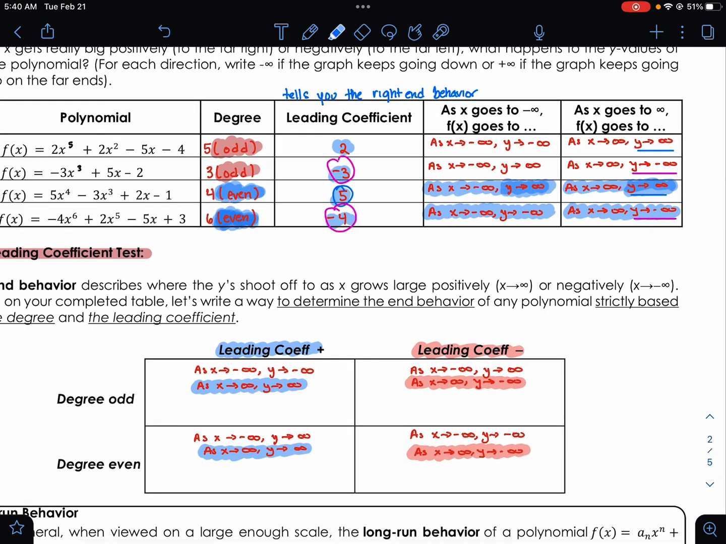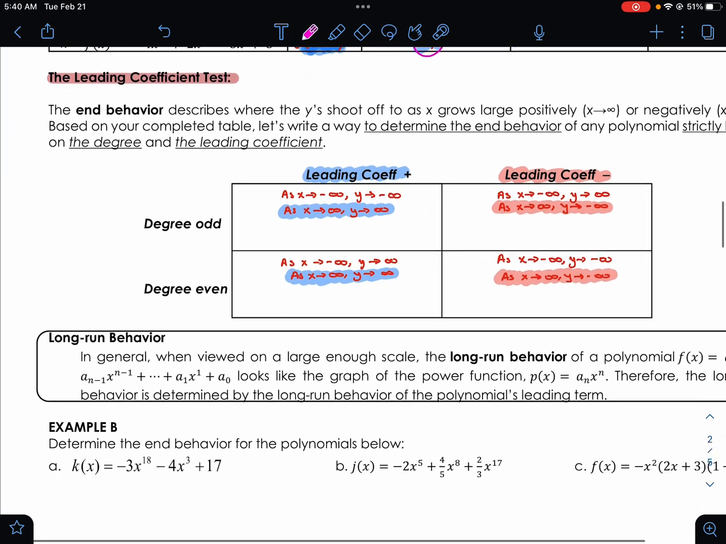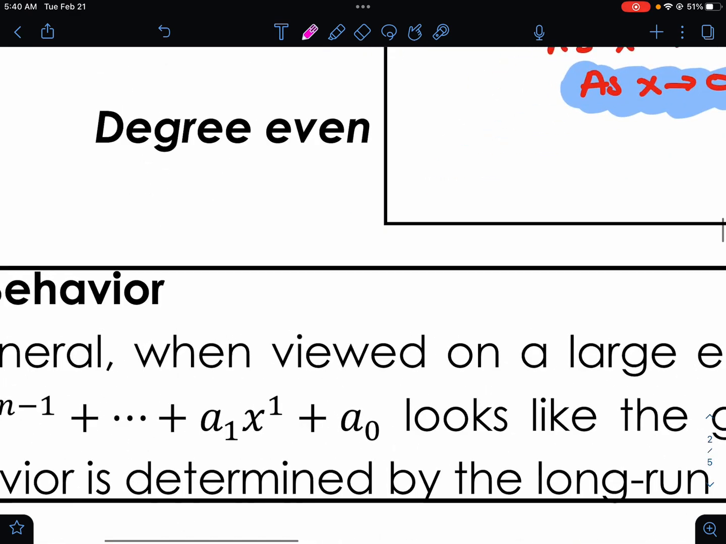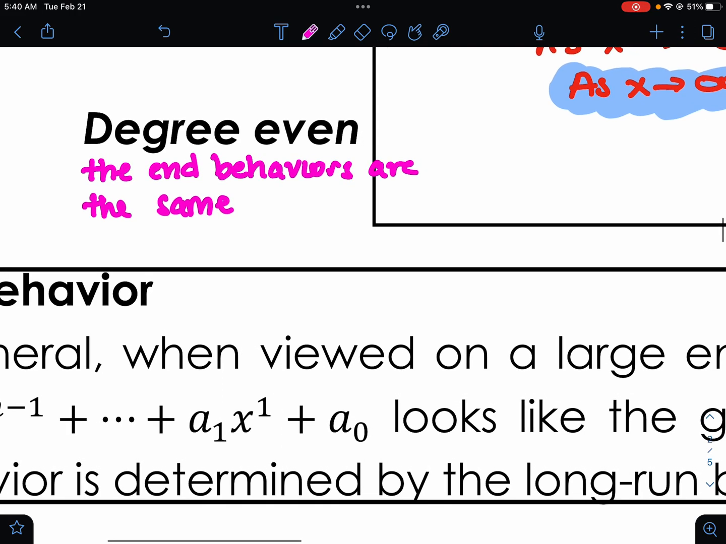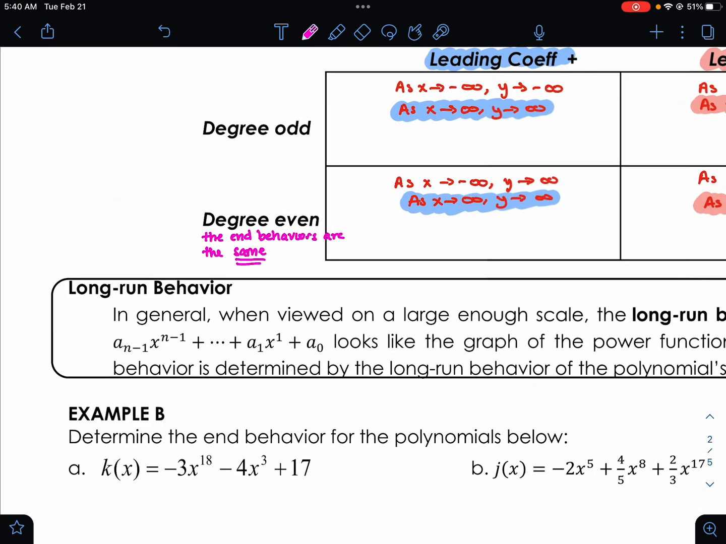So again, what you'll notice here is when you have an even degree function, the end behaviors are the same. And I always remember that in the sense that if you're in a race and you're even with someone, that means you're at the same point. So you're in the same direction, okay? So if you have an even degree function, your end behaviors are the same.